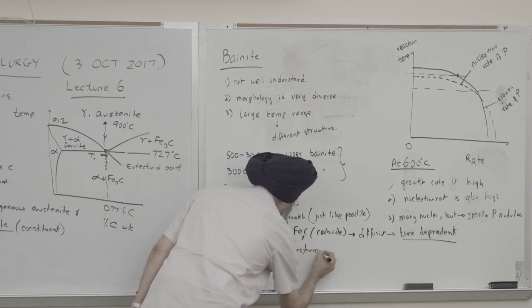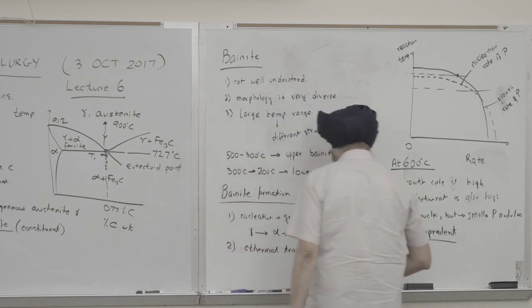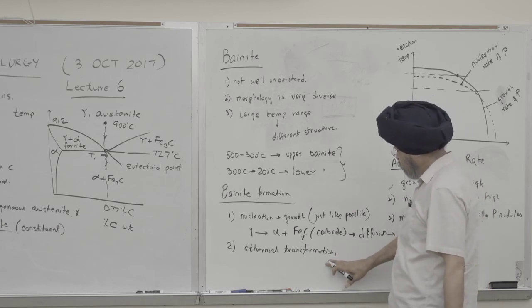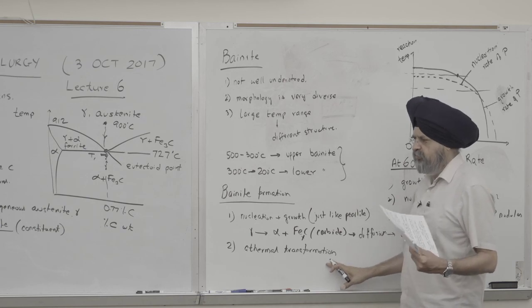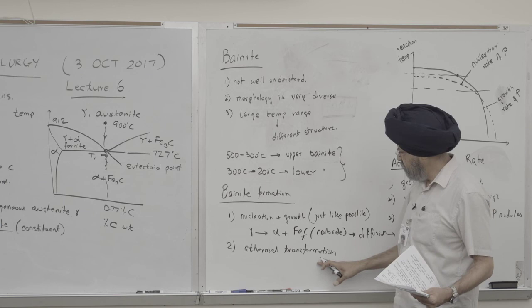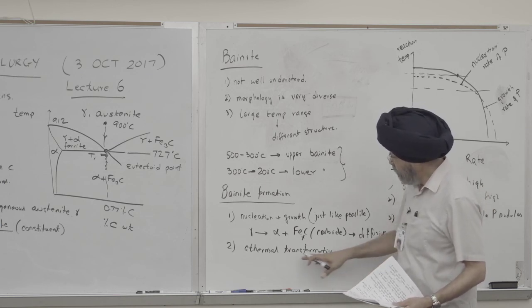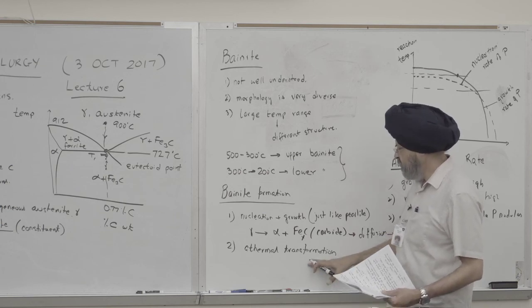So athermal means that it is dependent on temperature only. Isothermal means it is dependent on time, with temperature constant. So isothermal is constant temperature, so the reaction proceeds with time. Athermal means it's independent of time, it depends on temperature.